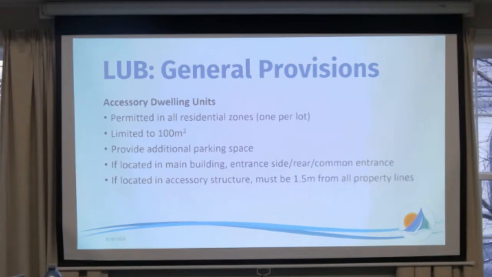And as I mentioned, the unit could either be in the main building, either as a basement apartment or an attic, any sort of unit in the main building, or it could be a standalone small building in the backyard. So if it's in the main building, the main entrance for that second unit can't be on the front of the building. And the thinking there is we're trying to keep it looking like a single unit dwelling when you view it from the street.